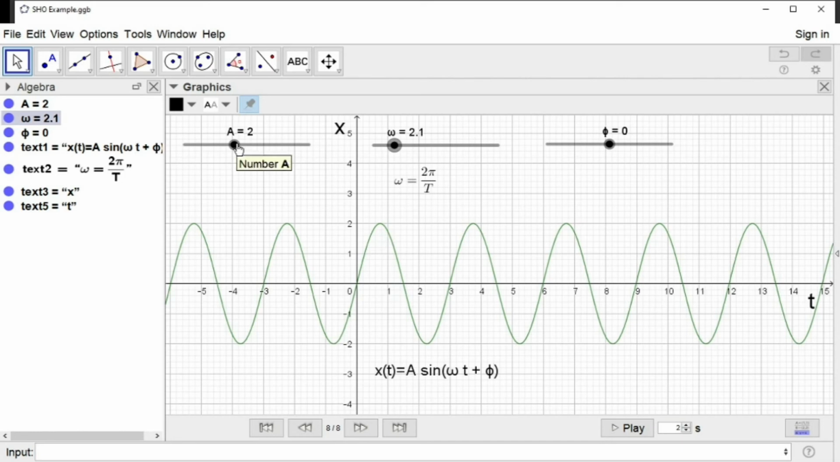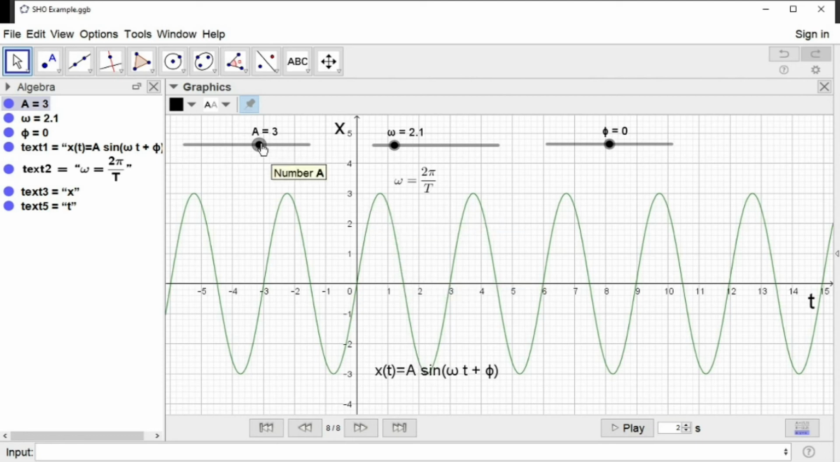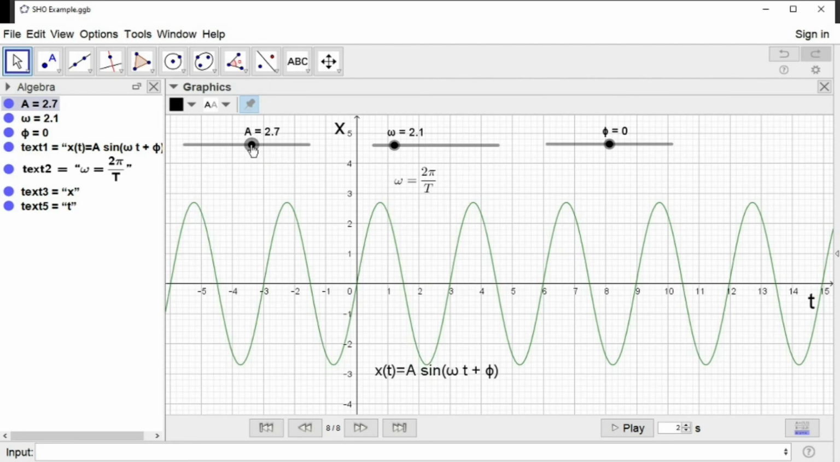And so I can adjust a to say 3, and you'll see that now the thing oscillates between -3 and 3, and so on. I can pick any value for that, right? Maybe I'll pick 2.5 or something like that. And so that's what the a does in the solution.